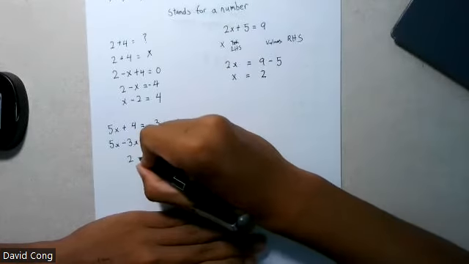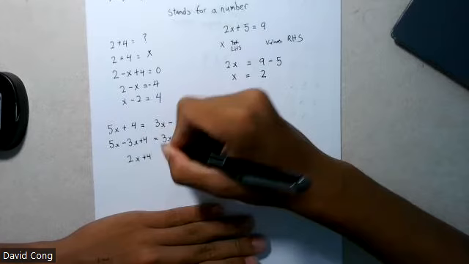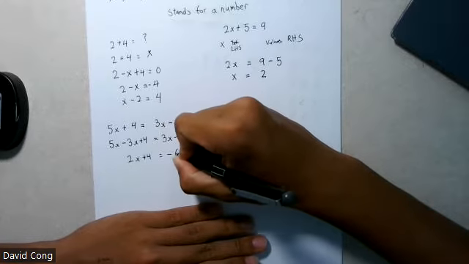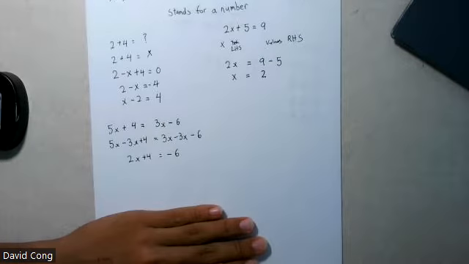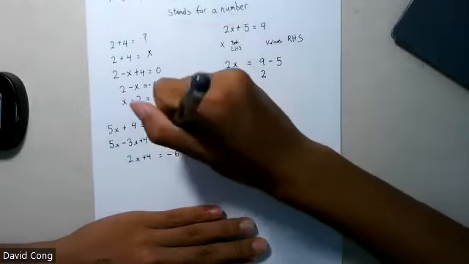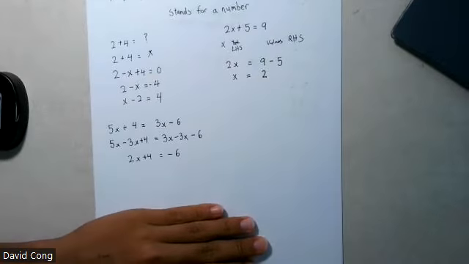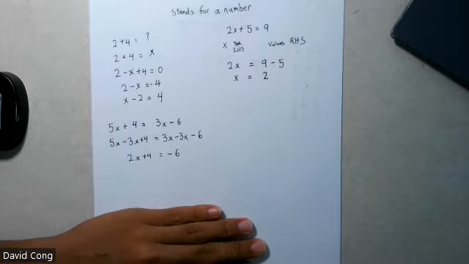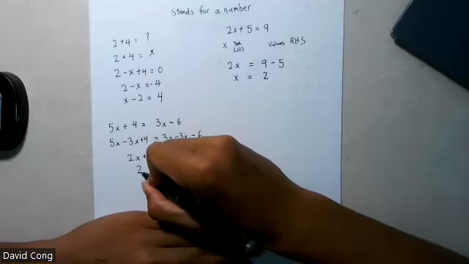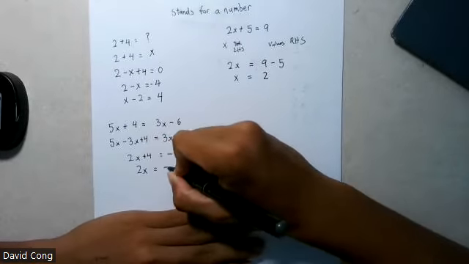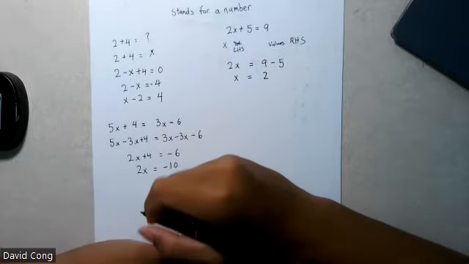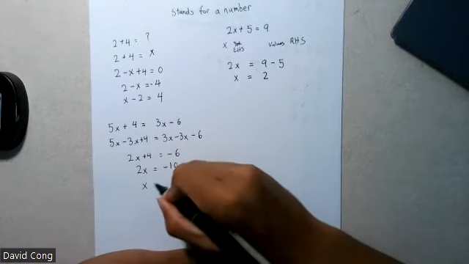And we're down to just this: 2x plus 4 equals -6. And now you can see we used to have x's on both sides of the equation, but we don't have x's on both sides anymore. And now we can use the same technique over here. Isolate x. And then we just divide by 2.